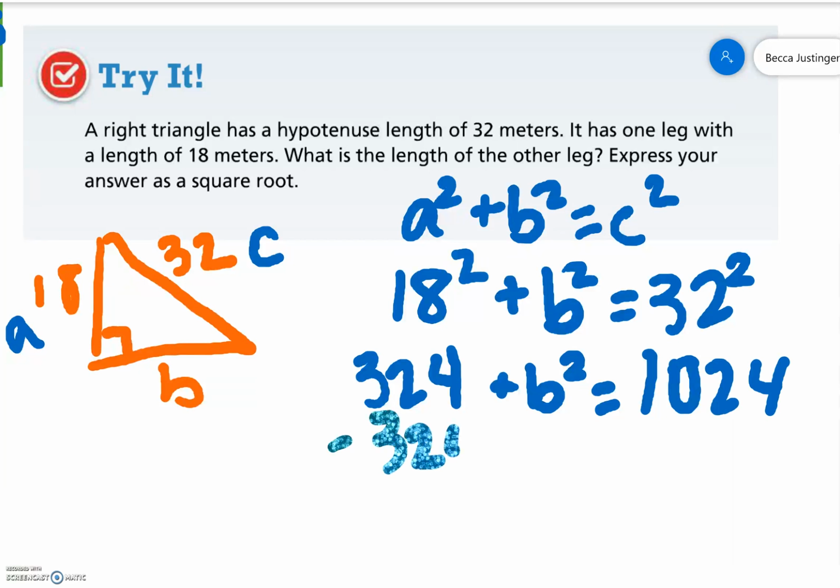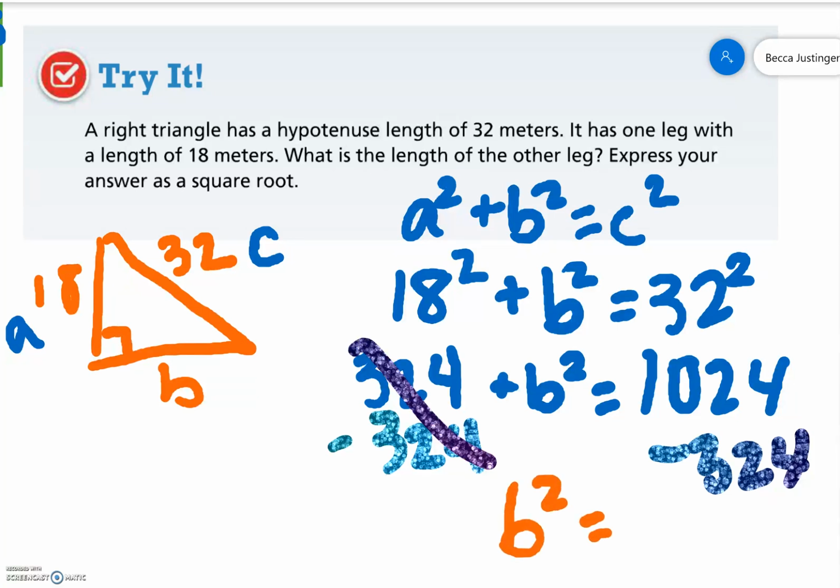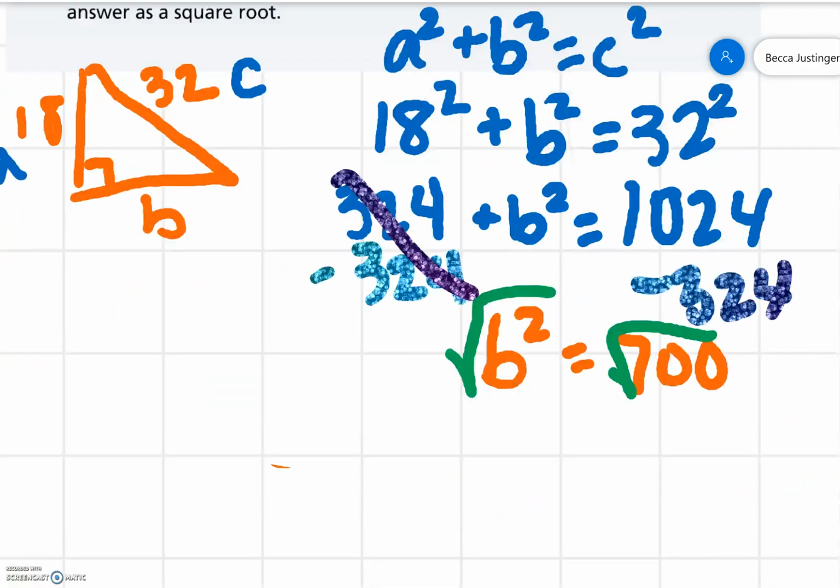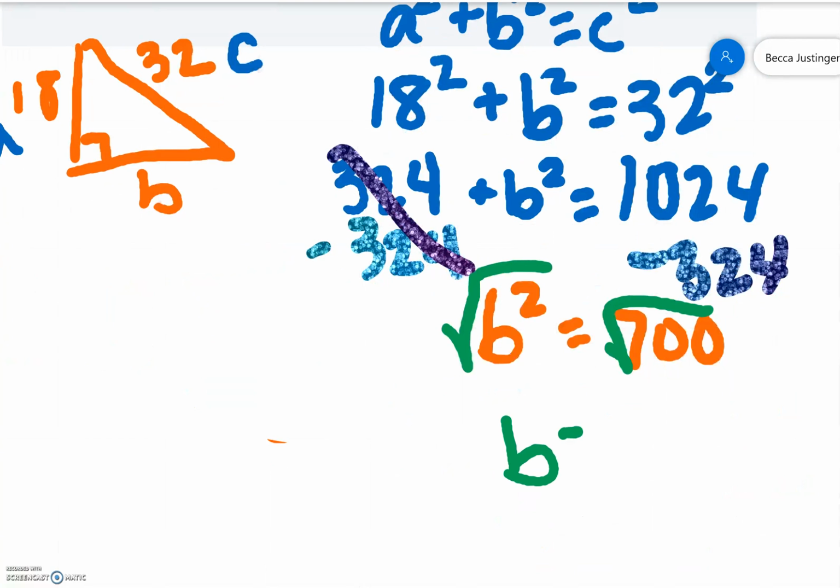Subtract 324 from both sides. This cancels, and we're left with b squared equals 700. Got to solve for b, so you got to take the square root. But if we take the square root of 700, it's an irrational number. So they said just to leave it as a square root. b equals the square root of 700.